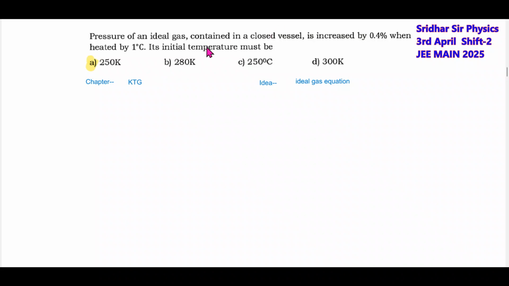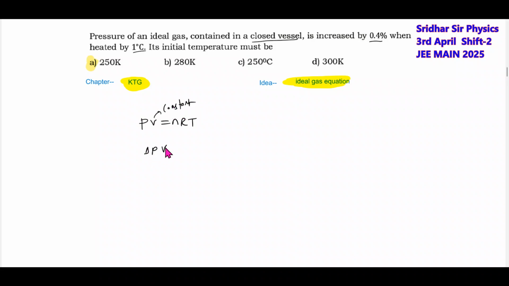Okay, kids, this question belongs to the chapter kinetic theory of gases, and the idea involved is the ideal gas equation. Let me read the question. Pressure of ideal gas contained in a closed vessel is increased by 0.4% when heated by 1 degree Celsius. Its initial temperature must be. The concept is based on PV equal to nRT. Closed vessel, what do you mean by closed vessel? Volume remains constant.